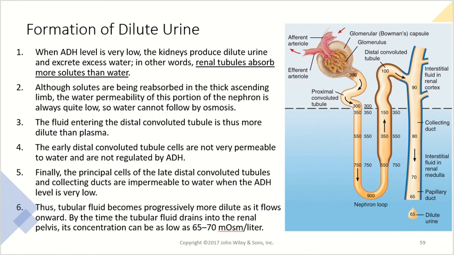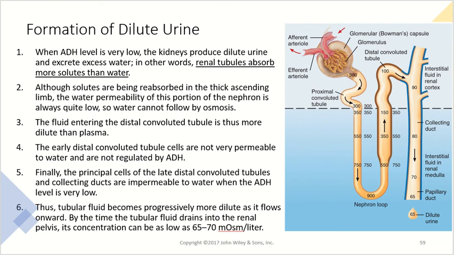So, although solutes are being reabsorbed in the thick ascending limb, the water permeability of this portion of the nephron is always going to be quite low. And this is going to prevent water from following by osmosis. So then the fluid that's entering the distal convoluted tubule is going to be more dilute than what we would have in the blood plasma. The early distal convoluted tubule cells are not very permeable to water and are therefore not going to be regulated by ADH.